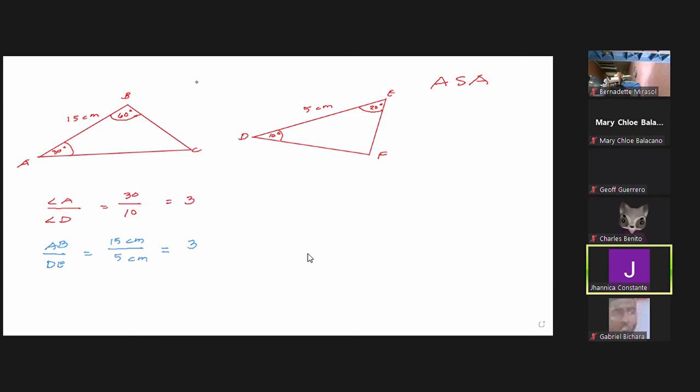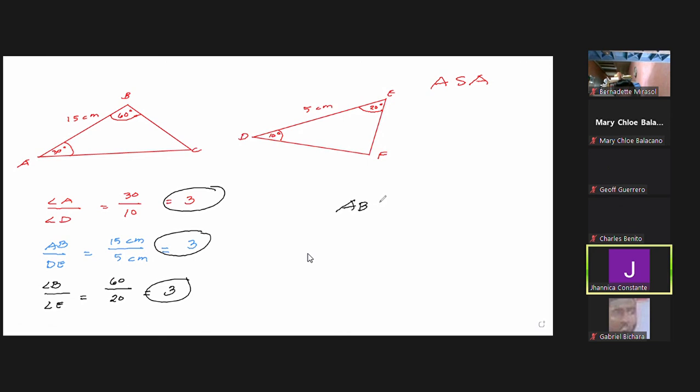The last angle that we have, which is angle B, corresponding to angle E. Angle B measures 60 degrees, and angle E measures 20 degrees. So 60 divided by 20 is also equal to 3. So they have the same proportion, which is equal to 3. So triangle ABC is congruent to triangle DEF.